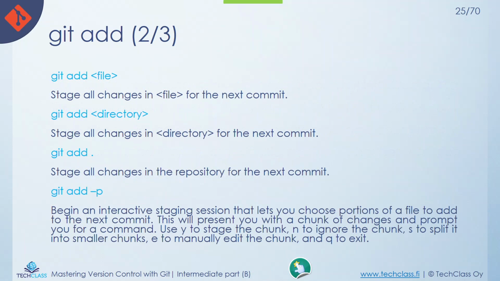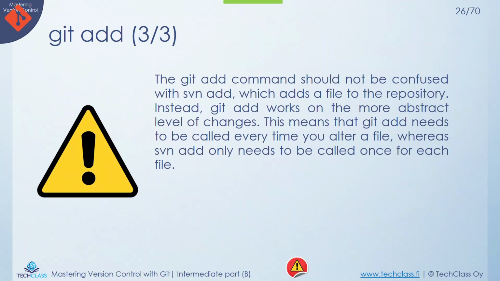And here are different options that we can use with the git add command. It's really interesting that by using git add dot, we are adding all of those files that have been changed. One fundamental difference between git add and svn add is that we are not adding any files, unlike svn.